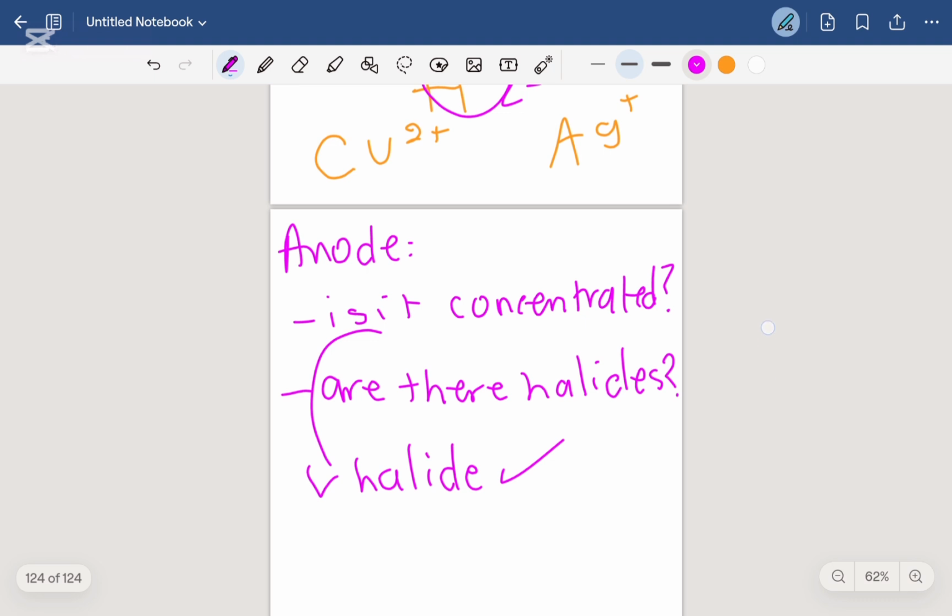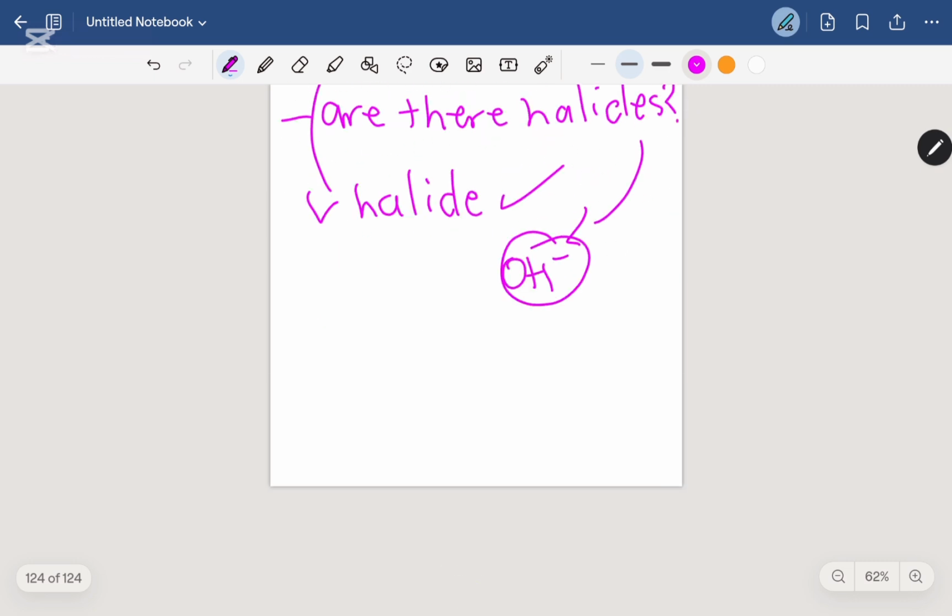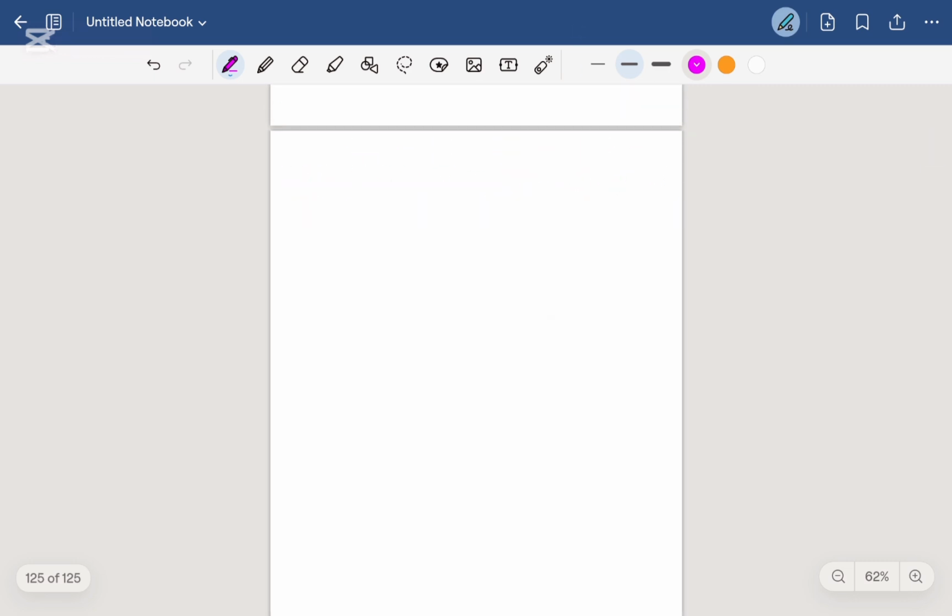However, if it is not concentrated, we ask, are there halides? If there are no halides, then OH minus is gonna form. And if it is not concentrated and there are halides, then again OH minus is gonna form. So let me write another table. I will open a new page. I think it's gonna be better.